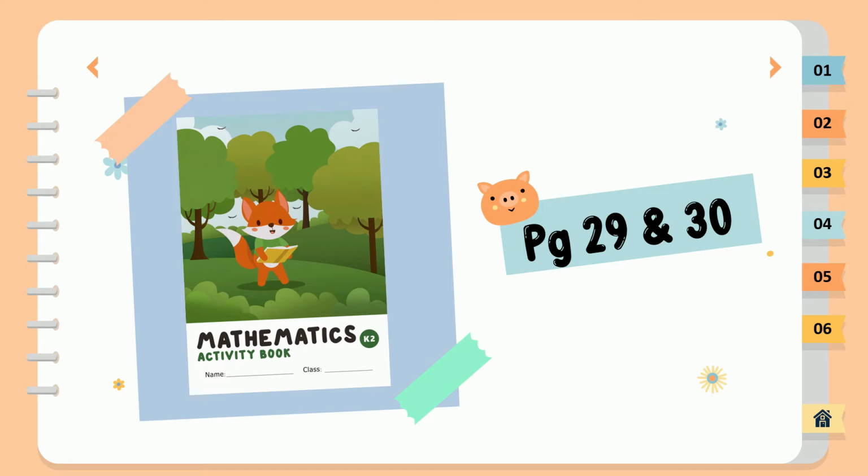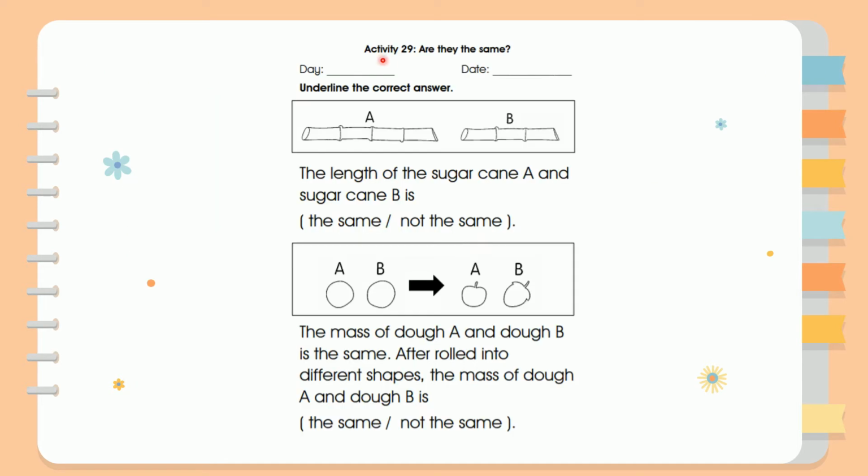Now we're going to do the mathematics activity book, page 29 and 30. Activity 29, are they the same? Write down the day and date. Underline the correct answer. So children, please get ready your ruler to draw a line under the correct answer.